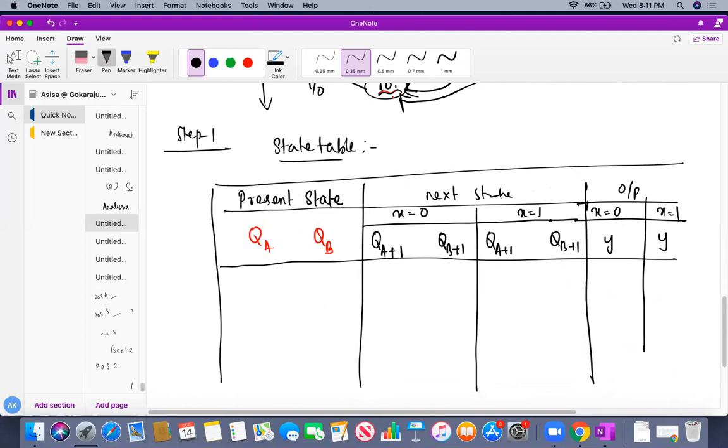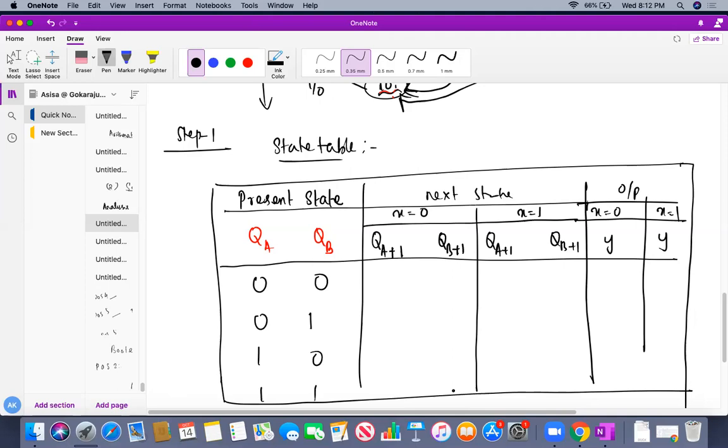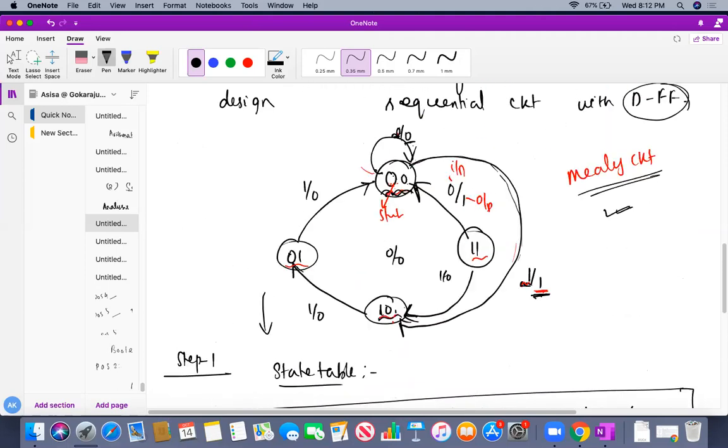Now tell me, how many states are there? Mainly there are 4 states. What are those states? 0 0, 0 1, 1 0 and 1 1. So these are my 4 states. Am I correct? Now we can find out what those next states are at x equal to 0 and at x equal to 1. Now tell me, I am at state 0 0, at input 0, which state am I going to? The next state is where I am going.